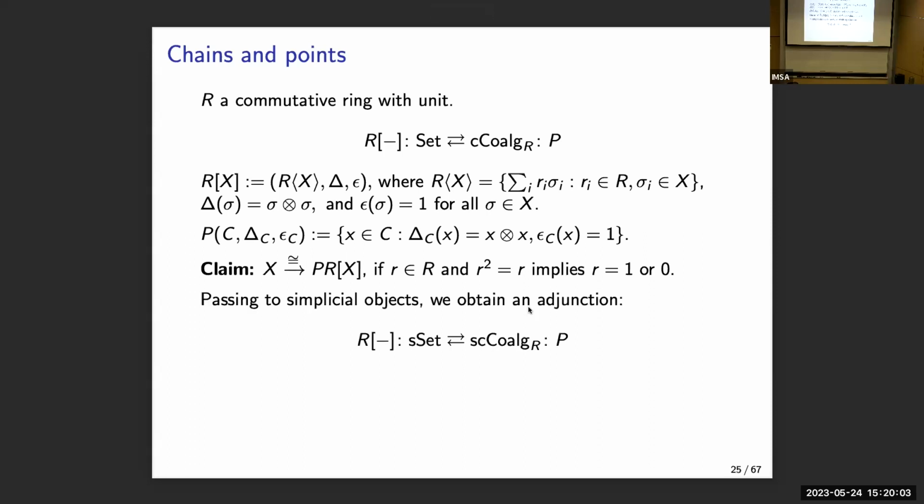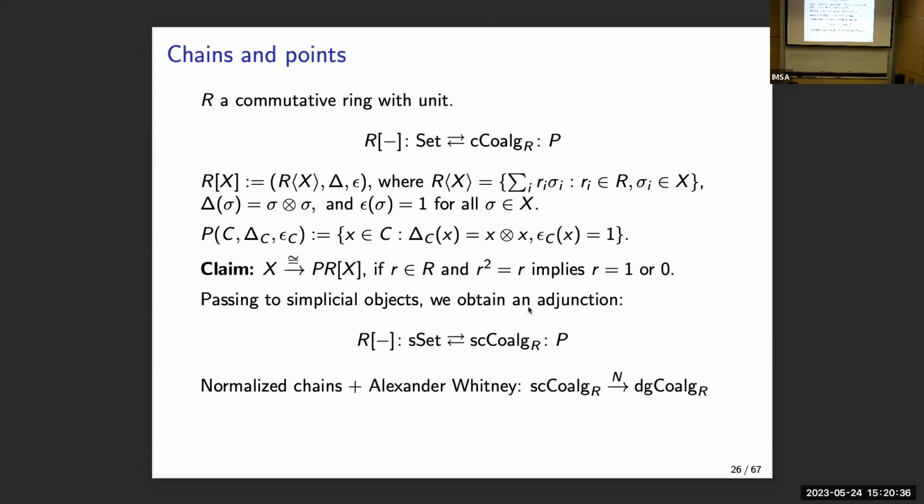And passing to simplicial objects, this adjunction can be promoted to an adjunction between simplicial sets and simplicial co-commutative coalgebras. You just apply it levelwise, right? And the same claim holds. This functor of chains, as a one-category, no homotopy theory here, is full and faithful under these hypotheses on R.